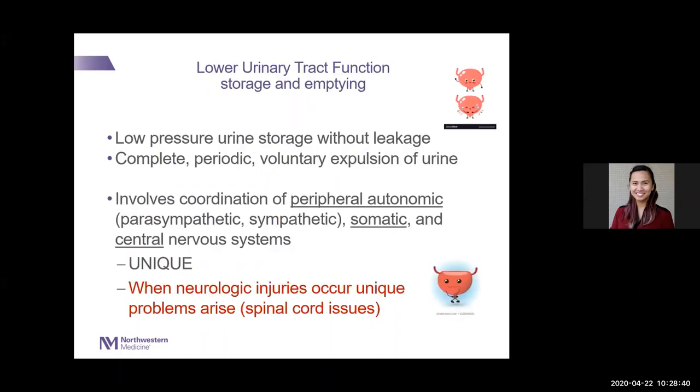All right, so why is this so important? Why are storage pressures important? Well, because the bladder can have problems with storage pressures, and when that happens, there can be issues with the kidneys. And so the bladder has two phases, storage and emptying. It has to store at a nice low pressure. It is a controlled void, so you want to have control over when you empty the bladder, and you want that to be voluntary. And when neurologic issues happen, all or any of those phases can be affected.